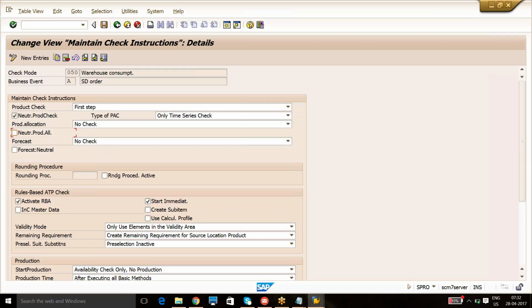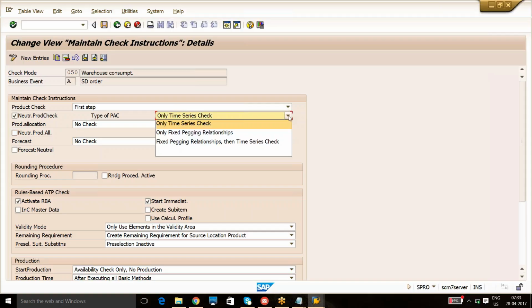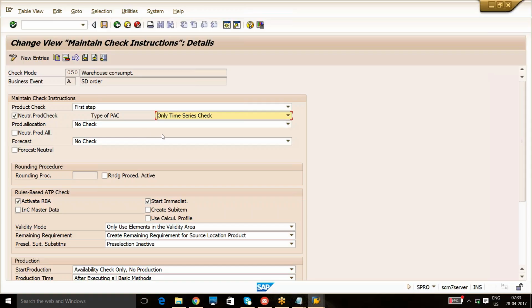Yes. So when we expect multiple MADs for a single same raised demand, which one has to be confirmed? That is the reason why, only for the product check, you are able to see these three types of PAC, that is, product availability check, which we have only on time series, or only on fixed pegging relationship, or fixed pegging relationship and then the time series. But for the rest of them, you don't have these procedures. Am I right? Yes.